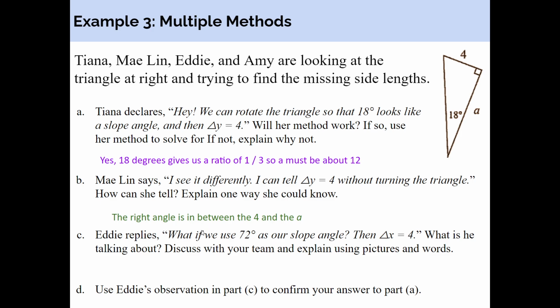But what if we use 72 degrees, says Eddie? Then we would be using the reciprocal. So it would be turned and steeper. All right, so we'd have A as the tall side, the change in y, and then the change in x would be the 4. So if we use Eddie's observation, 18 degrees, the reciprocal would be 72 degrees, 3 over 1. We would still get 12 for A. Changing the orientation shouldn't change our answer for that.